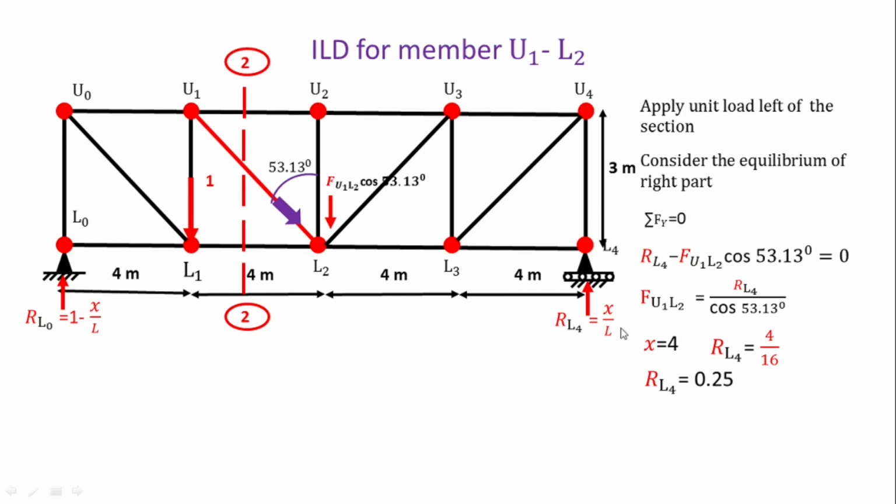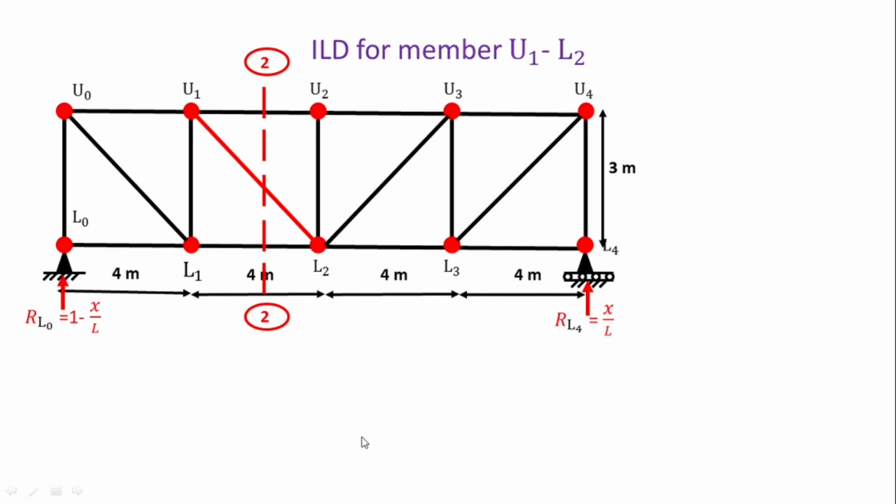So put this value into our equation. F U1 L2 is equal to 0.25 divided by cos 53.13. We get F U1 L2 is equal to 0.415. This value is positive, which means, as we assumed, when the load is on L1, this member is subjected to compression, and the ordinate of the ILD is 0.415.